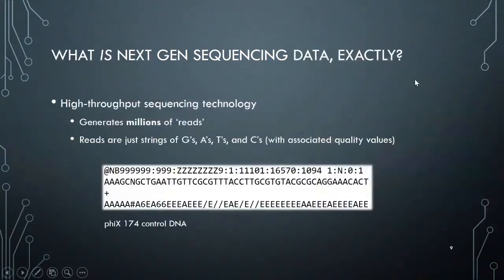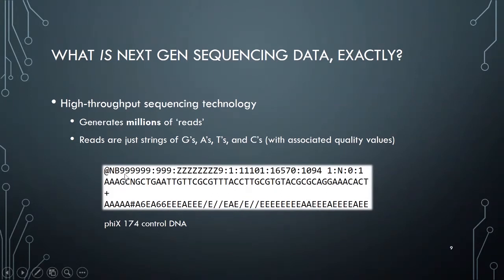And so what exactly is next-gen sequencing data? It's a high throughput technology. What that means is it generates millions of reads, and these reads are just strings of G's, A's, T's, and C's. And they have associated quality values in the case of Illumina data. And so this is exactly what a short read would look like.